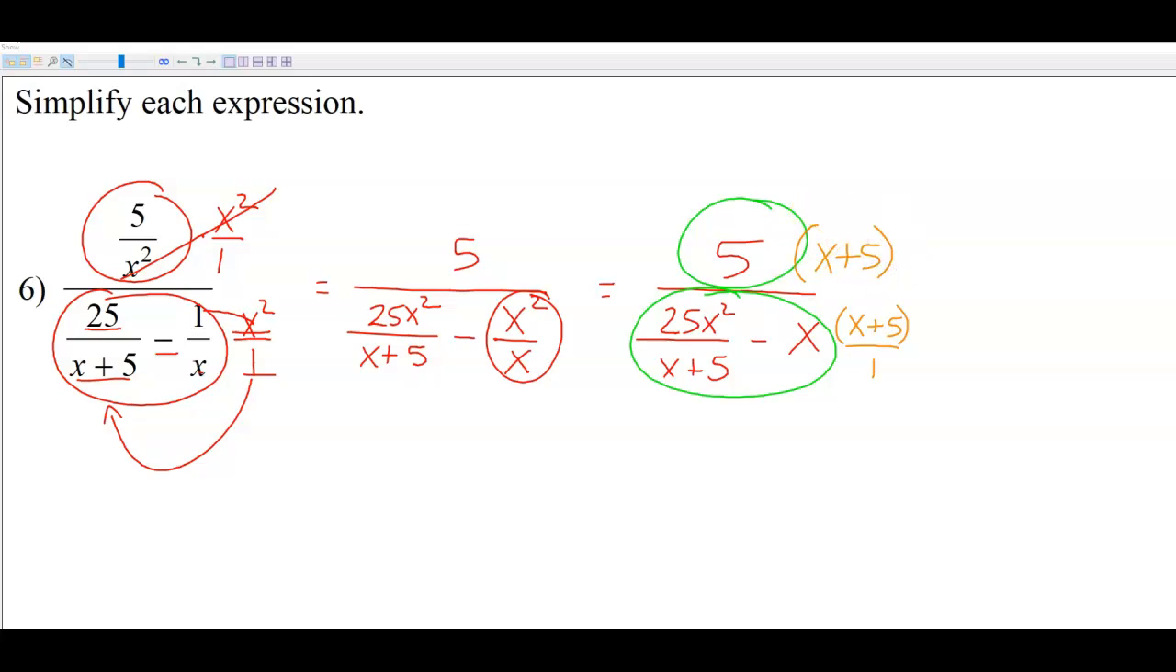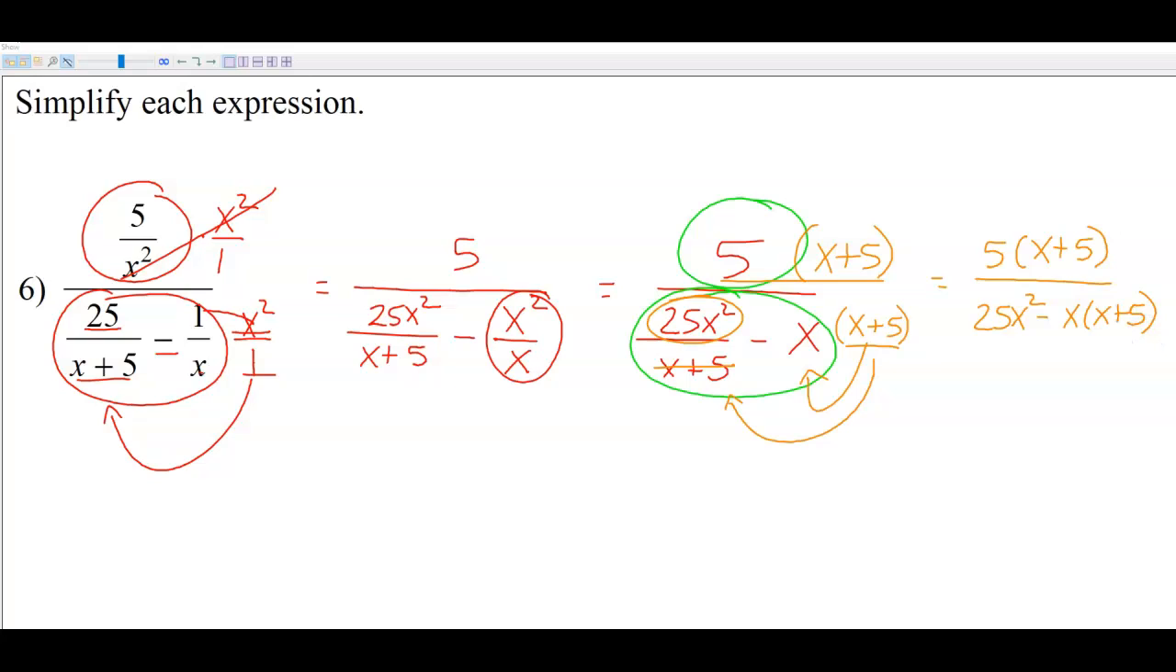Okay, so on the top, 5 times x plus 5, you're going to have to distribute that 5 inside. Matter of fact, let's wait on that for a second, because we might want to reduce at the end, and leaving it in factored form could be helpful. So we'll leave it like this for now. On the bottom, when we distribute this in, this x plus 5 is going to cancel with that x plus 5. Okay? And so that's going to leave me just with 25x squared. But we also need to distribute the x plus 5 in here, so it's going to be x times x plus 5.